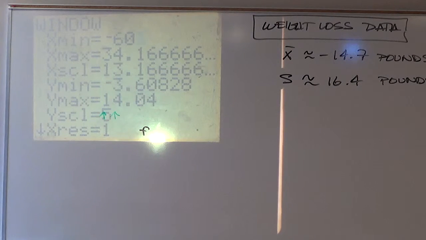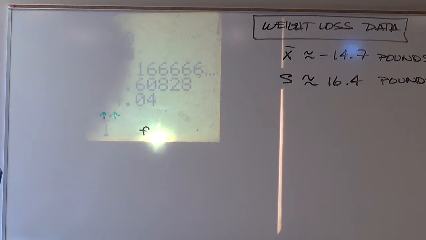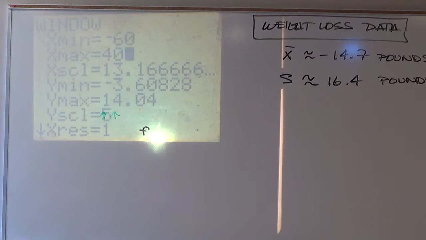The X max is 34.1666666, which roughly corresponds, I'm guessing, close to one of the max data points-ish. I'm going to make that a logical data point too. I'm going to make that, what do you say, 40? Just to round off to a nice even number, say for example.